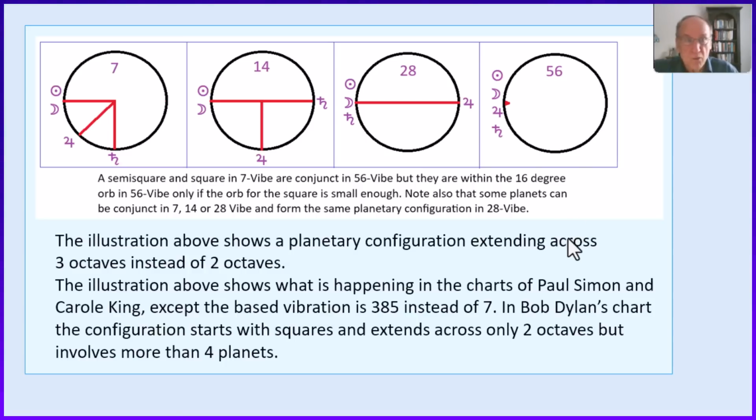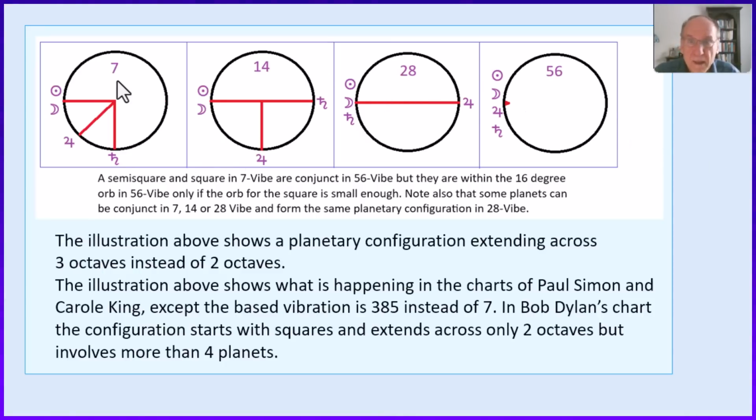Now, one of the songwriters starts here. It doesn't start at 385, it starts at 385 times 2 and goes up to, that's Bob Dylan. But Bob Dylan, instead of having 4 planets, he has more than 4 planets. So he only goes up 2 octaves, but he has more planets involved.